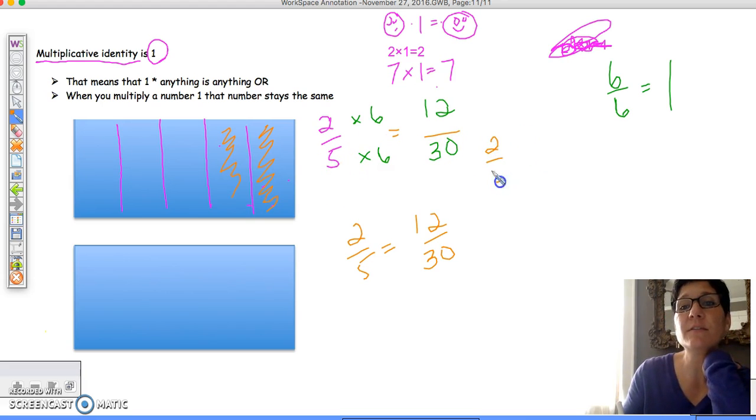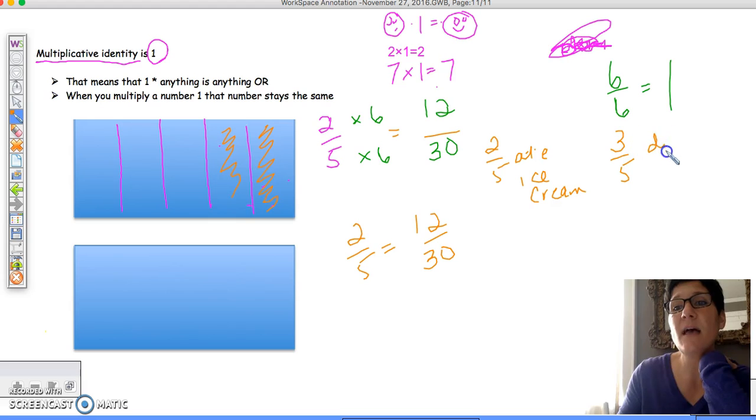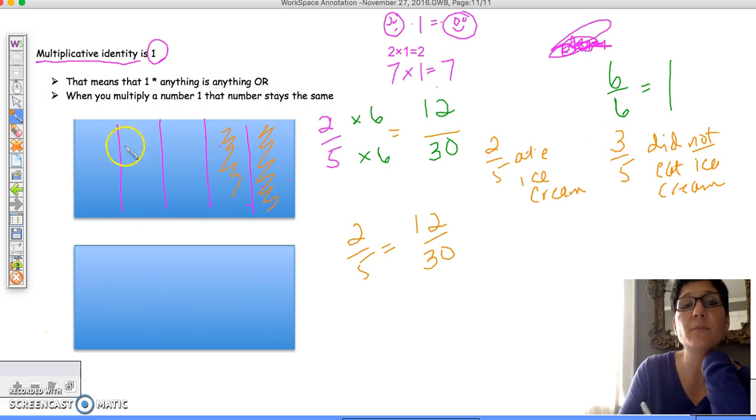So 2 fifths ate ice cream. So 3 fifths did not eat ice cream. I love ice cream. I would have been one of the 2 fifths people who ate it. Okay. Now, 2 fifths and 3 fifths add up to 1 because that's a whole. Okay. So now we're talking about 30 here.